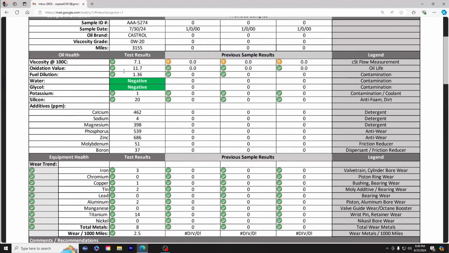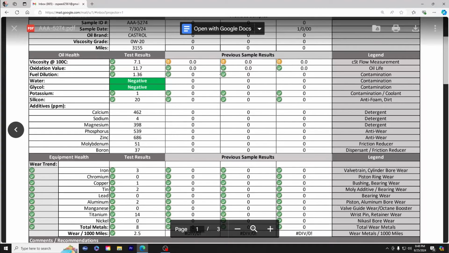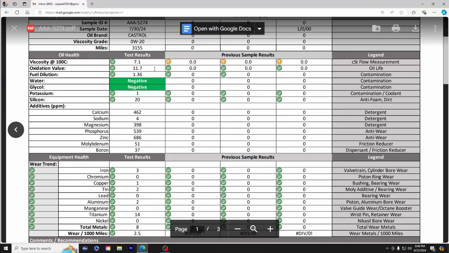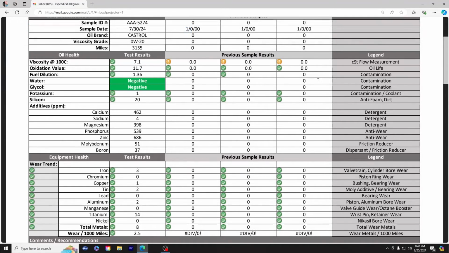Okay, the next value is the oxidation value. Mine is 11.7. I got a green check mark, which is good, so it's still looking pretty healthy. Now, if your oxidation value gets up to 30 or 40, then your oil has definitely had its better days and it needs to be changed out. You're going too far with your oil change frequency, so you need to change your oil more frequently. You don't want your oxidation values up to 30 or 40.